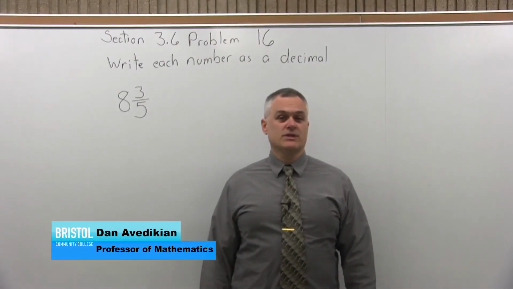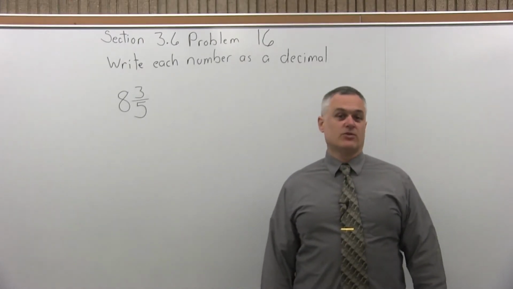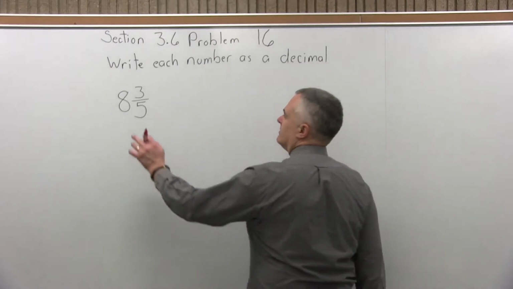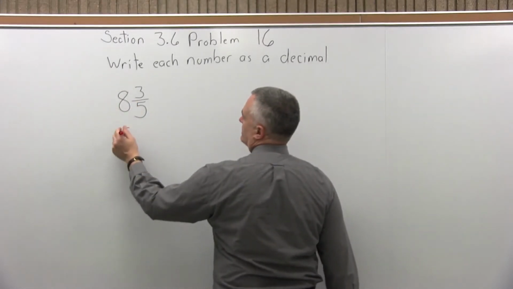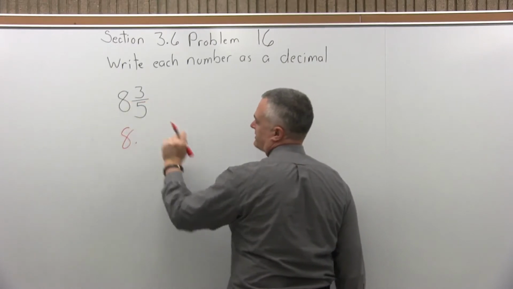This is Section 3.6, Problem 16. It says write the number as a decimal, and we have 8 3/5, right? 8 3/5 is a decimal. So the 8, don't even worry about it. The answer is going to be 8 point something. Just deal with the 3/5.